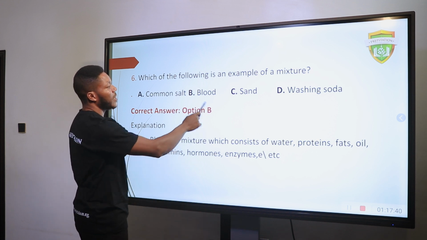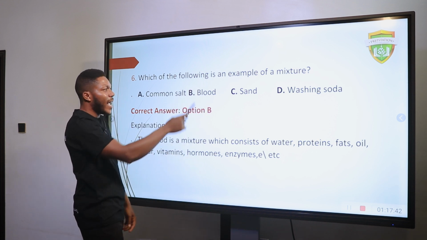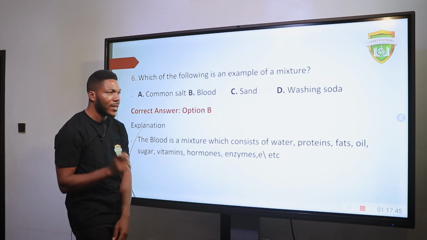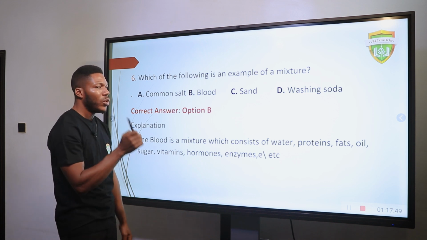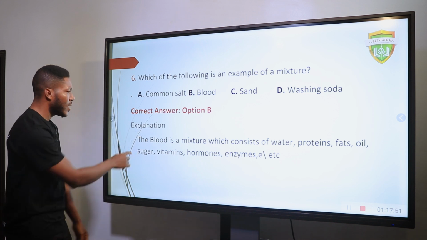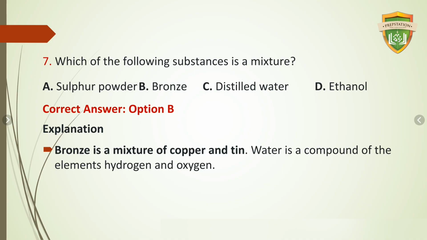But if there is something like blood, like air, and we have sand, don't go for sand, because sand contains a chemical, all right, that can show its chemical formula. So the answer there is what? Is blood. Which of the following substances is a mixture?